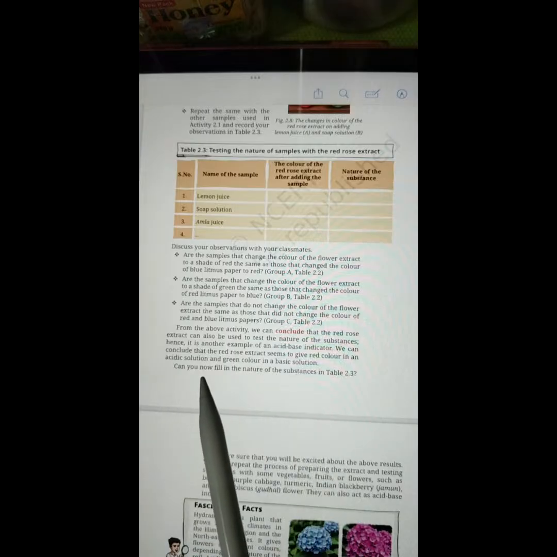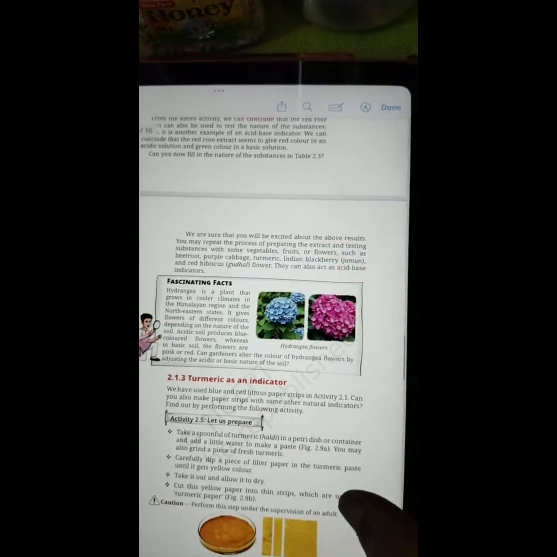Group C. From the above activity, we can conclude that red rose extract can also be used to test the nature of a substance. Hence, it is another example of an acid base indicator. We can conclude that red rose extract seems to give red color in an acidic solution and green color in a basic solution. Can you now fill in the nature of the substances in table 2.3? Next page.